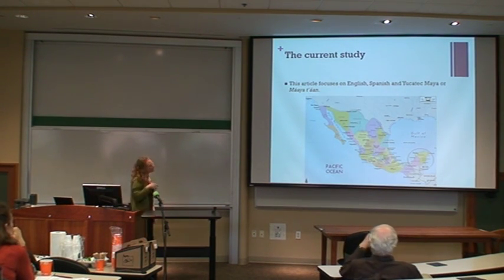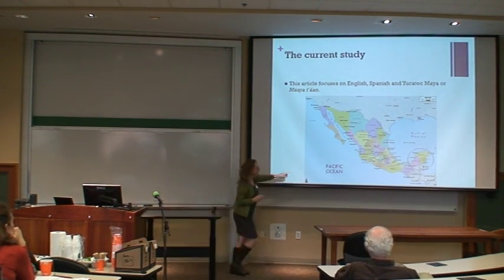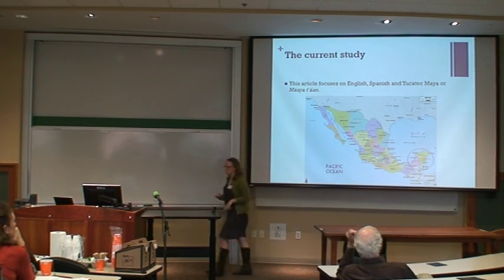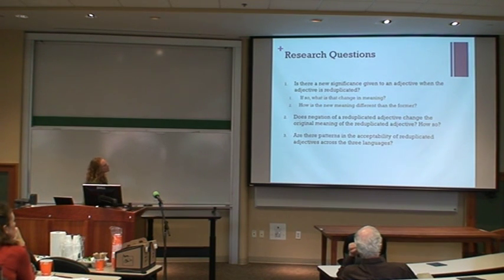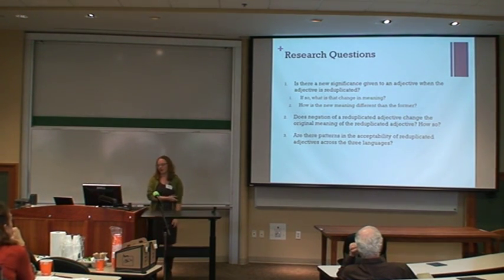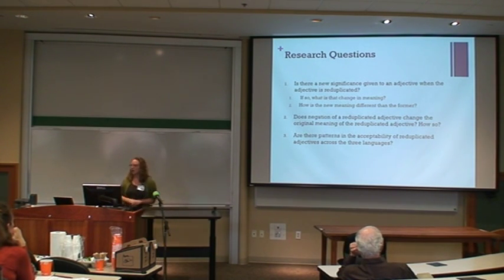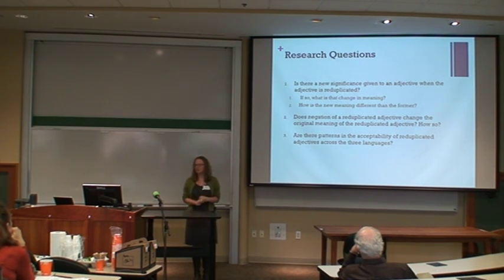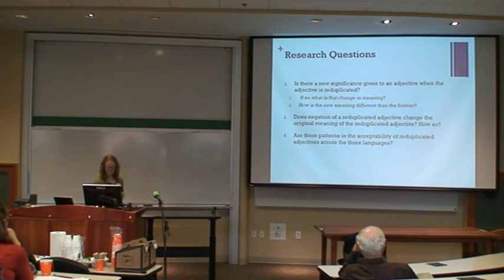Thank you. So this study, I'm also looking at Yucatec Maya. So we're looking at the Yucatan Peninsula. The speakers are right smack dab in the middle of the Yucatan Peninsula in a town called Valladolid. And so I'm going to look at, is there a new significance given to the adjective when an adjective is reduplicated in all three languages? And if so, what's that change in meaning? Does negation of a reduplicated adjective change the original meaning of the reduplicated adjective, and how so? And are there patterns across all three languages? Again, we're seeing it's there in English, we're told it's not there in Spanish, and I have no idea in Maya, we're about to find out.